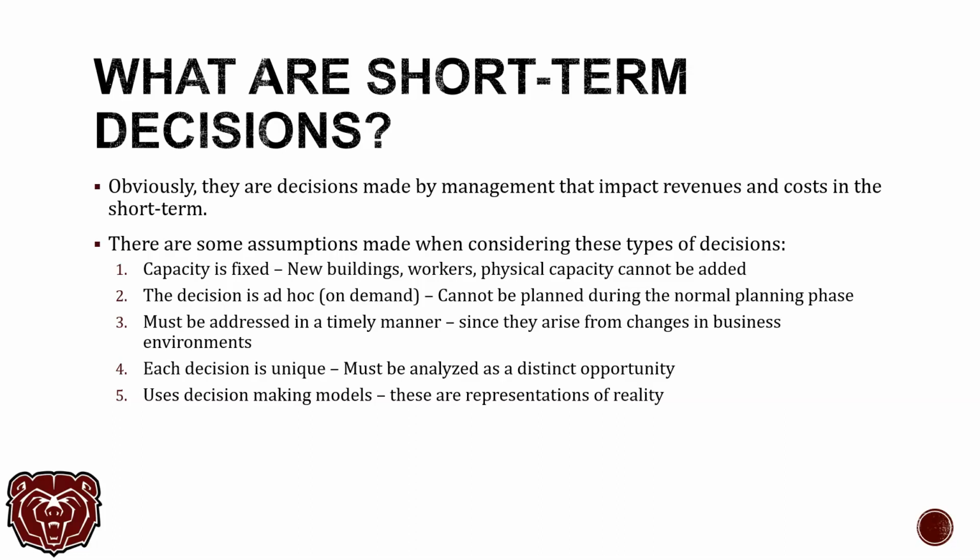The next one is the decision is ad hoc, meaning it's on demand. So you're not going to make these plans during your normal long-term planning phase that we talked about back in Chapter 1, Chapter 2, where we talked about, hey, we've got this strategic planning phase, and that phase is usually for the long haul, right? That's your 5 to 10 years. Sometimes you're making a 1-year plan. Whatever the case is, these decisions are not a part of that. These are on-demand decisions. That's why we're calling them short-term, right? They come up and you have to make a decision quickly about them.